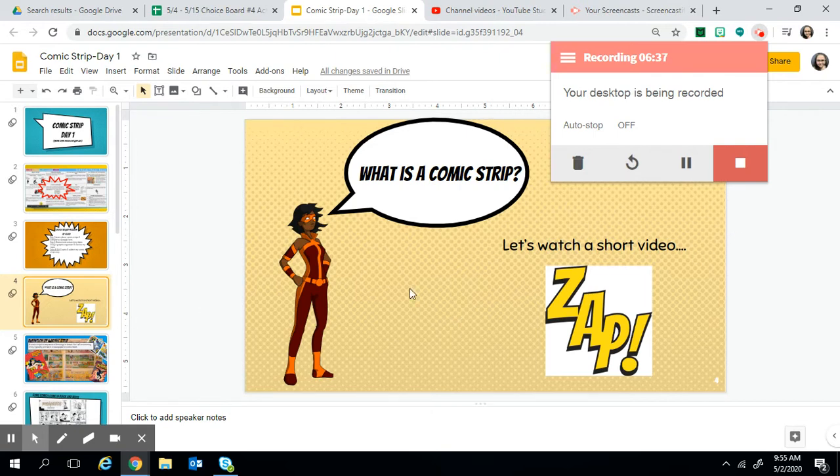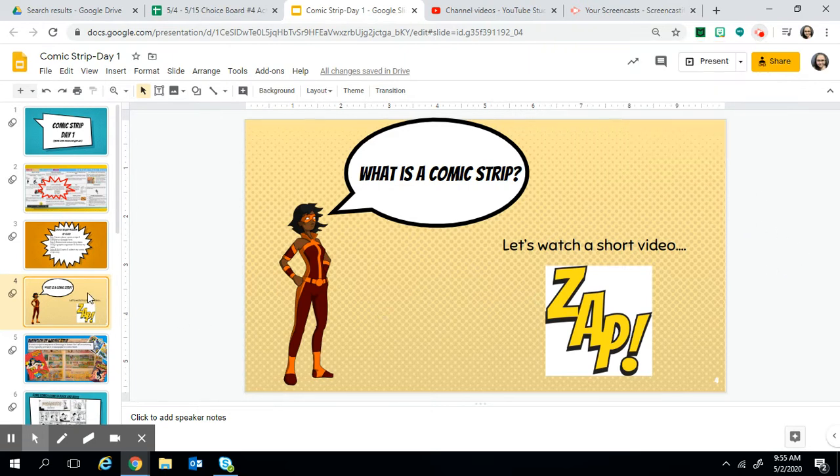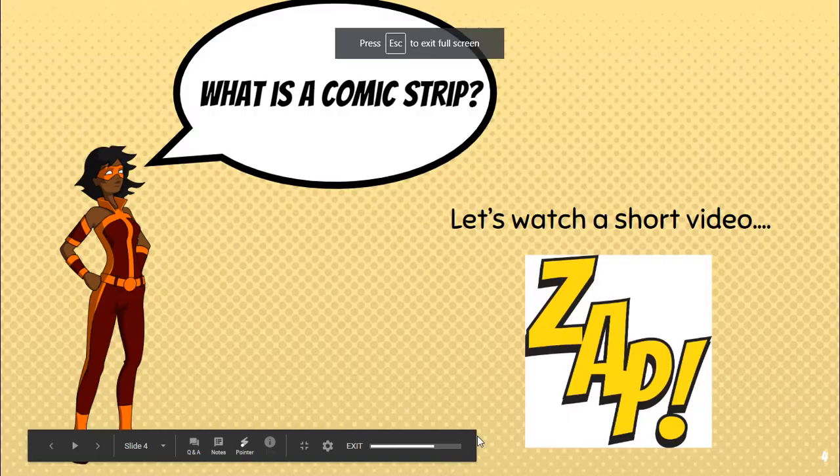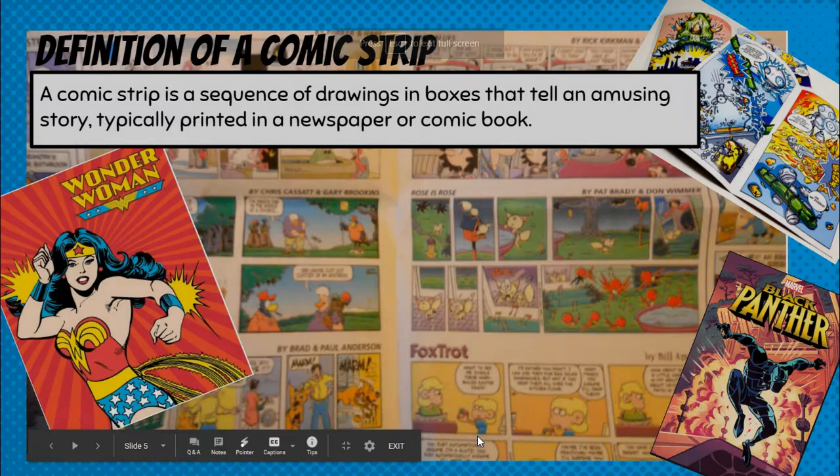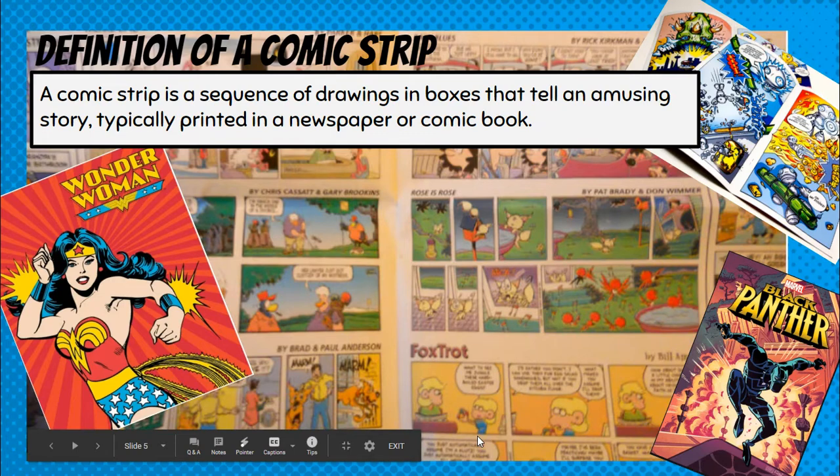Okay, so that was a wonderful little video that showed a little bit of the history. I'm sure that you saw a bunch of favorite characters. I know that I did. So let's look at a working definition for a comic strip.